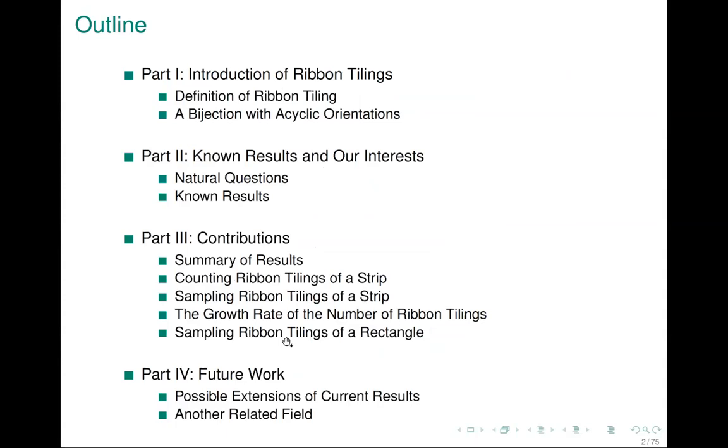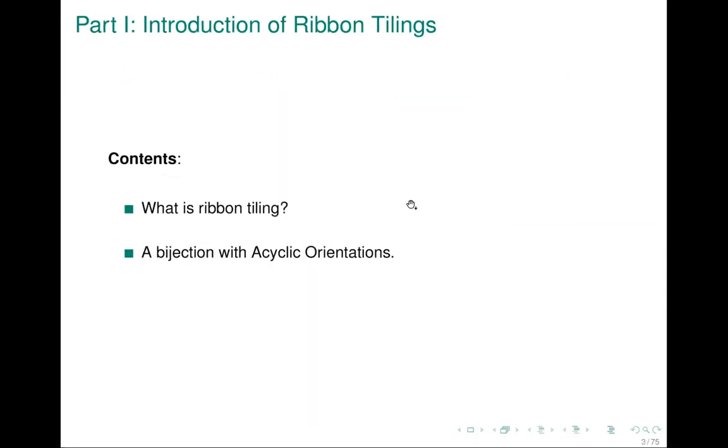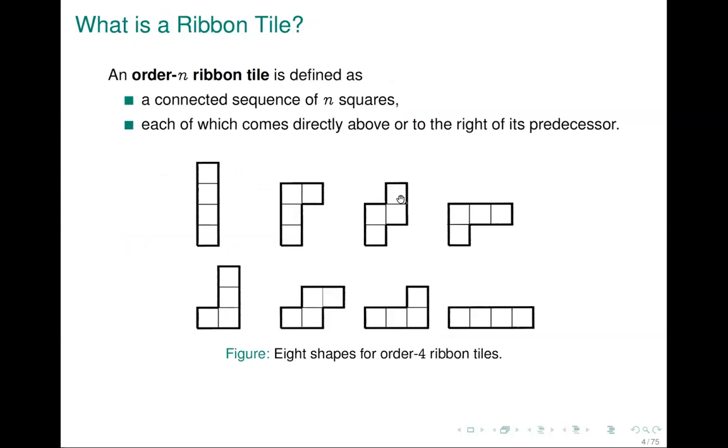So first of all, what is a ribbon tile? An order n ribbon tile is a connected sequence of n squares, and in each step you can go either up or right. So you have only two choices, up or right. Here is an example of order 4 ribbon tiles. For example, the first one you always go up, and here you go up, and finally you go right. So you need n-1 steps, and in each step you have two choices. So in total, you will have 2 to the power n-1 types of ribbon tiles. Okay, so this is the definition.